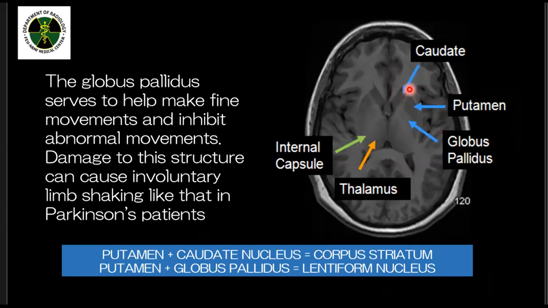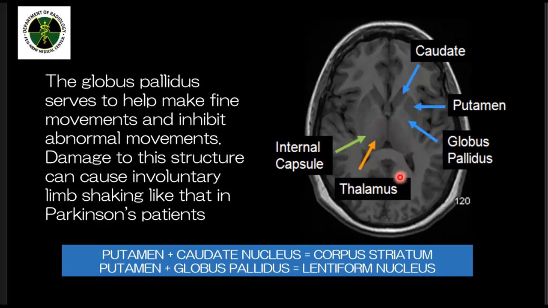So here's the location of the caudate, putamen, and the globus pallidus. The putamen is more lateral in comparison to the globus pallidus, which is seen medially. So the internal capsule is between the globus pallidus and the thalamus. Okay, so that's the internal capsule. And lastly, the thalamus itself.